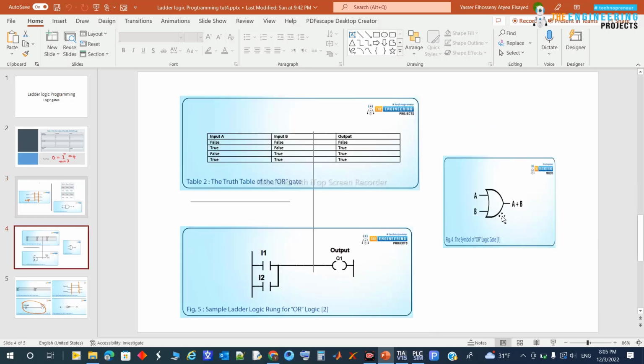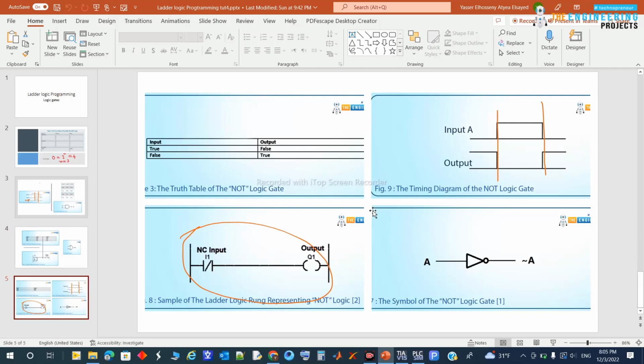Same thing here: this is the OR gate symbol. You can see its inputs A and B on the left of the symbol, and on the right you can see A plus B, or A or B. Here is the truth table, and here is the ladder logic. To represent the OR gate, you put both inputs in parallel, but for the AND gate you represent them in series, as we will show you in the practice part.